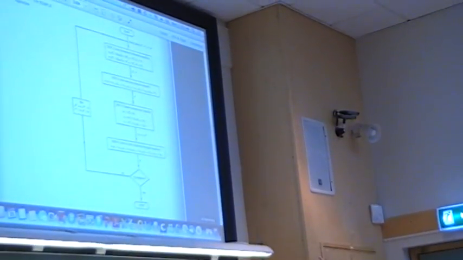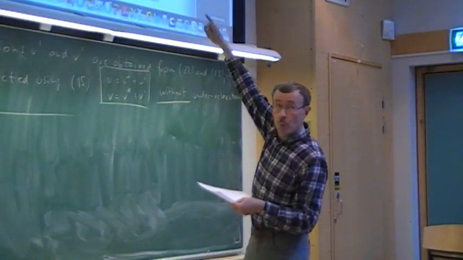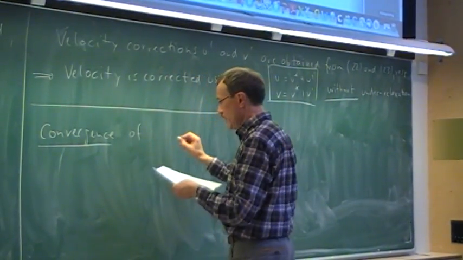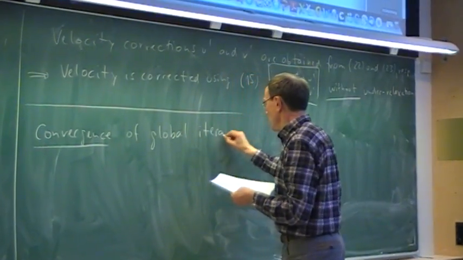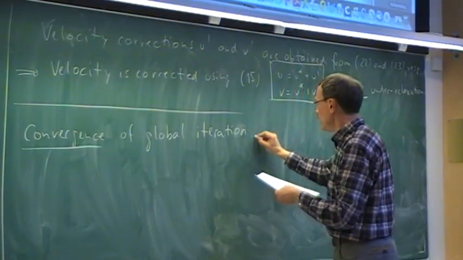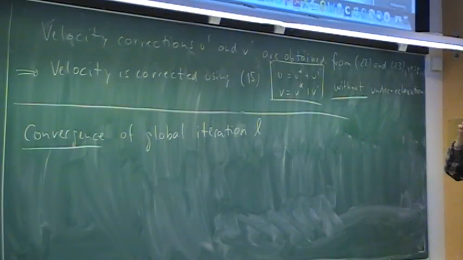And then we have to check the convergence. That is now the point that we want to address. That is the convergence of this loop here. So the convergence, I call that here global iteration. Global iteration, I call that L. Because we are using iterations for solving for U star, for V star, and for P prime. We are always using iterative methods, but this is the whole process that I mean by global iteration.